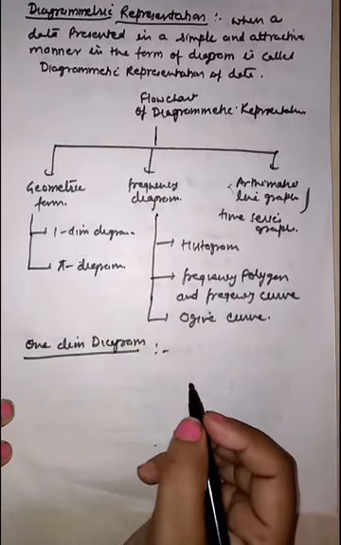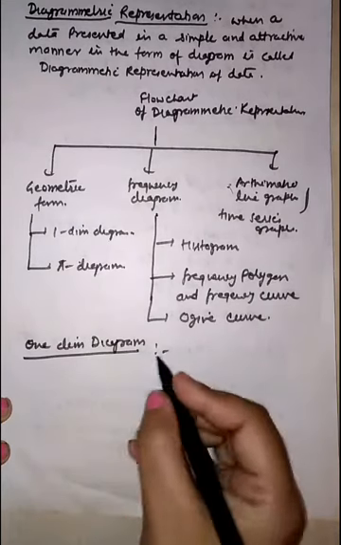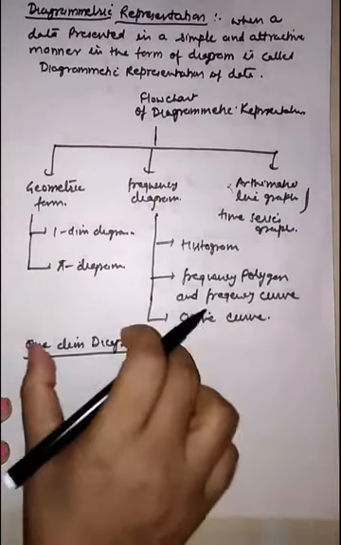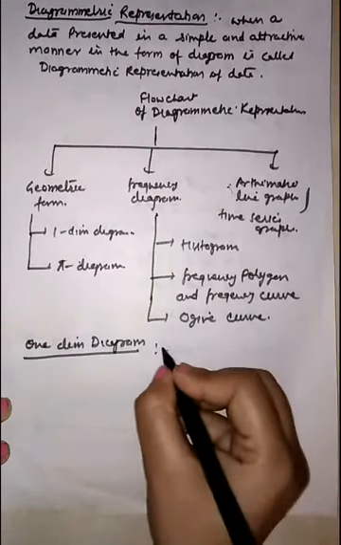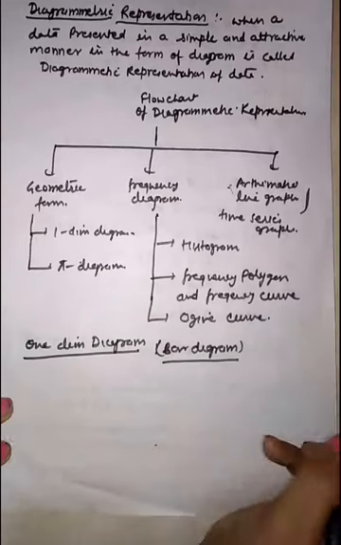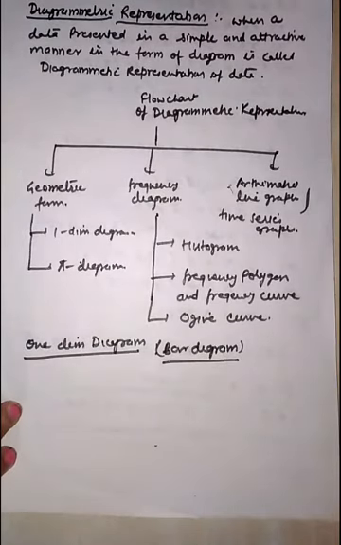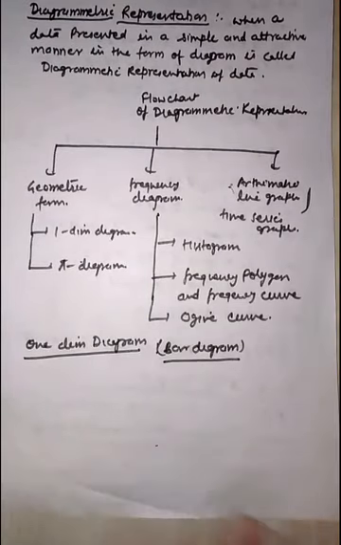Friends, there are many types of one dimensional diagram. You can say the one dimensional diagram is also called the bar diagram. Why are we saying this is a bar diagram? Because in diagrammatic representation we use tools like bars to make the diagrams.